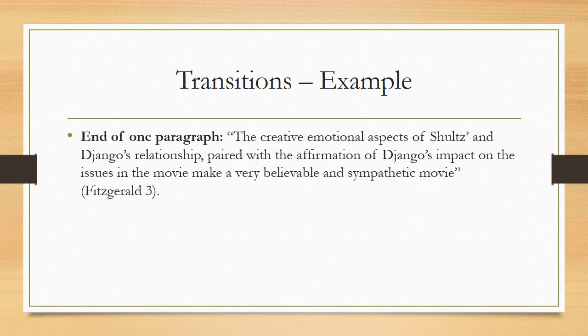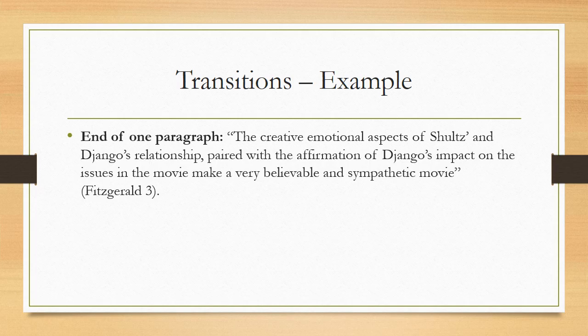The creative, emotional aspects of Schultz and Django's relationship, paired with the affirmation of Django's impact on the issues in the movie, make a very believable and sympathetic movie. So the student has done a nice job of concluding this paragraph. They stated clearly that the movie is unique because it shows slaves and slave owners differently than most other films. At the start of the paragraph and at the end, more specific, the slave owner here, Schultz, and the slave, Django, they have this unique relationship, and creativity and emotion have made it unique.